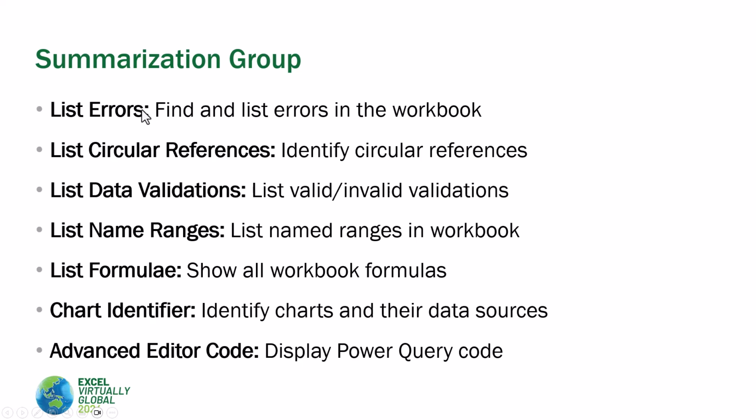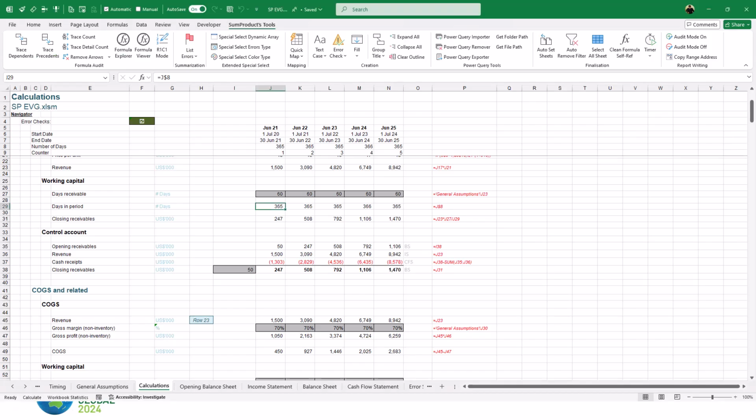The summarization group has several tools where you can use, like, list arrow, list circular reference, list data validation, the valid and invalid ones as well. And you can list the name range if you want, and list the formulae. These formulae will be in the R1C1 reference style. Chart identifier helps you identify any chart and their data source, and advanced editor code displays the Power Query code in your model. So let me do a quick demonstration of those tools for you.